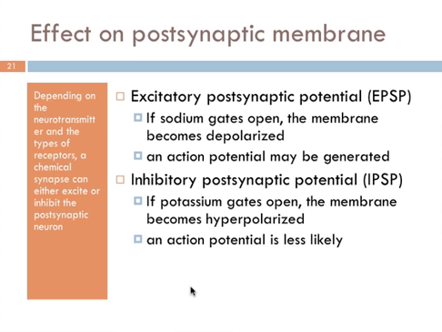On the other hand, if you're triggering the opening of a potassium gate, then you're actually reestablishing or strengthening the membrane potential because what you're allowing is for potassium to rush out of the cell, and the cell becomes even more polarized. It becomes even more negatively charged with respect to the outside. So that's called an IPSP. It's sort of like the opposite of an action potential, and it makes an action potential even less likely to occur than it would have otherwise.